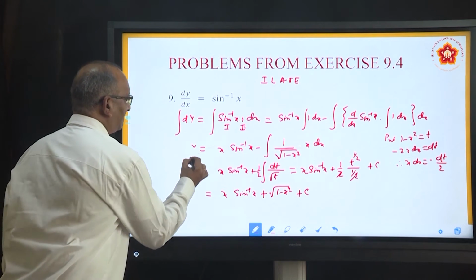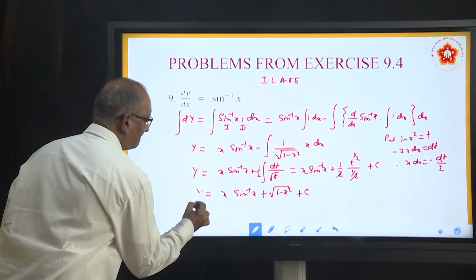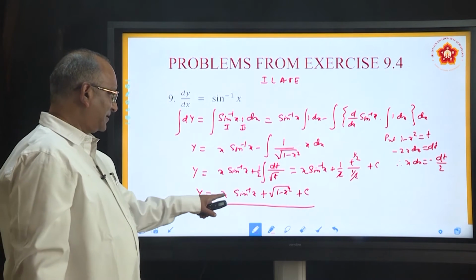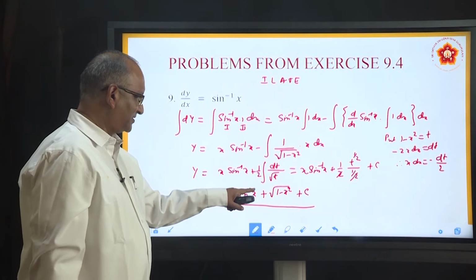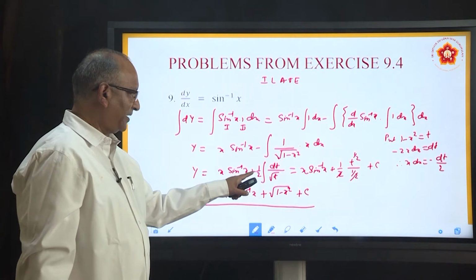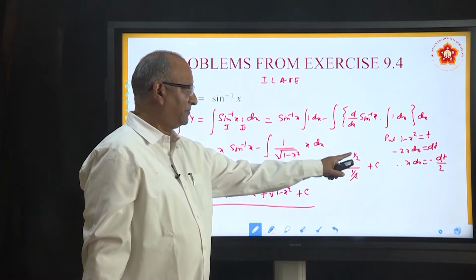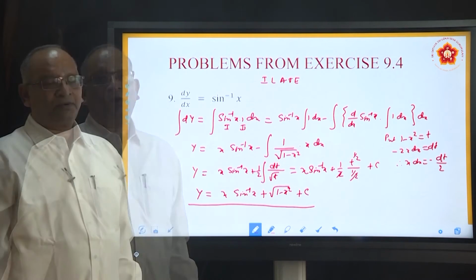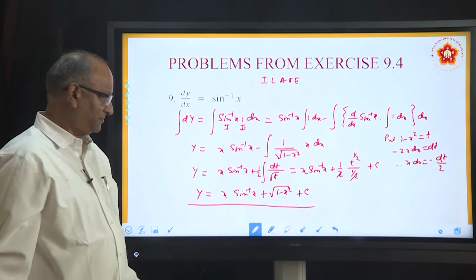This is y. This is the answer. Y is equal to x sin inverse x. The integral of this is, we have simplified it 1 by 2 t to the power minus half. So, it became t to the power half by half and we wrote it. We will move to the next problem.